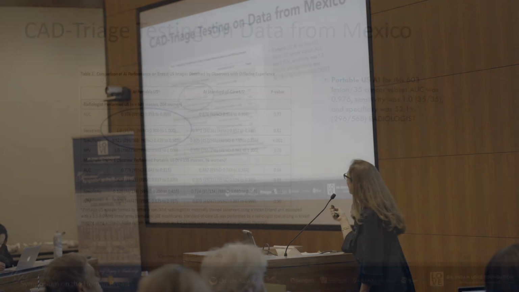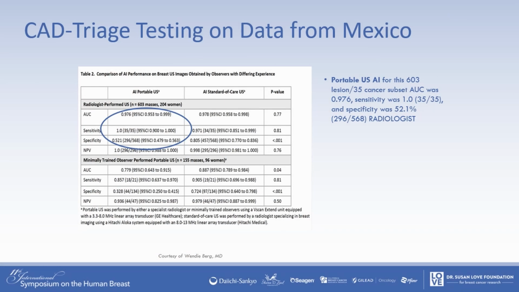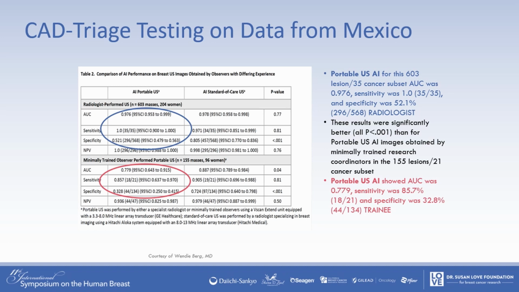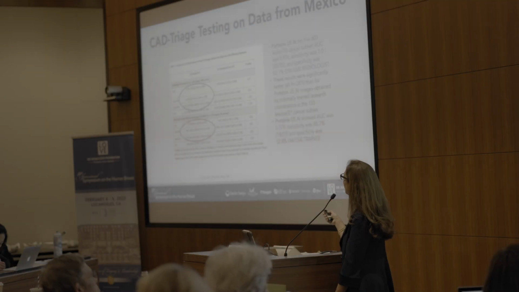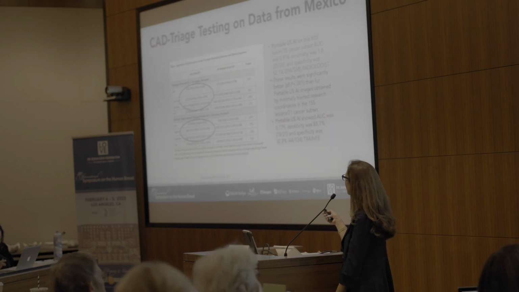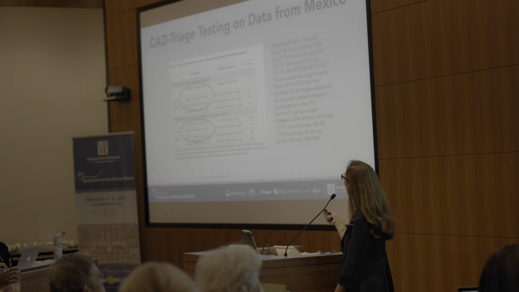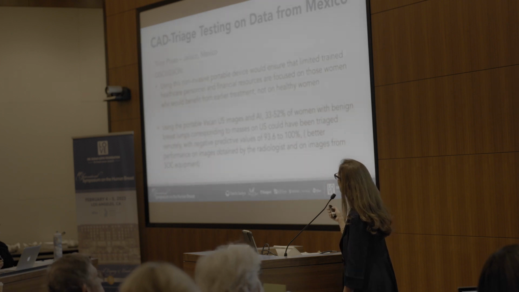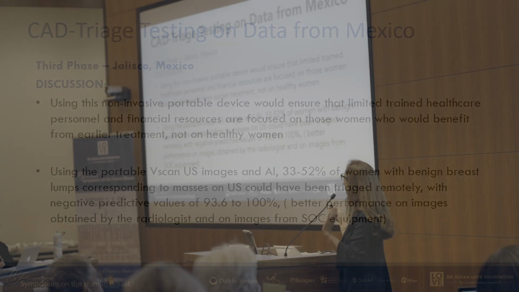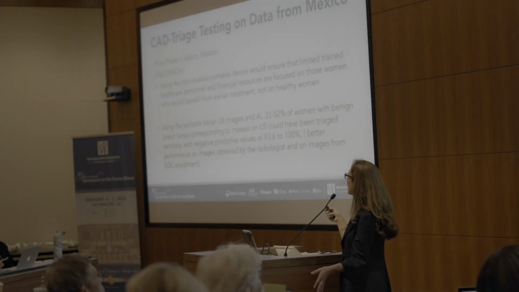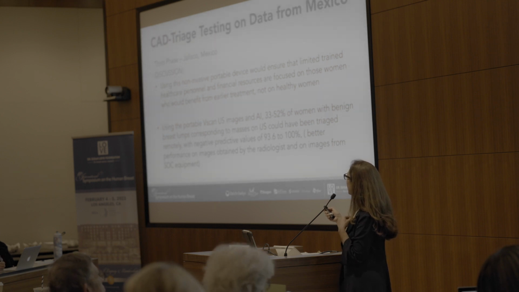Here, comparing the 2 radiologists versus the minimally trained observer, we see all the numbers. The AUC, sensitivity and specificity were much higher for the radiologist images than the minimally trained coordinator's images. So again, it just takes a little bit more training. So using the portable V-scan ultrasound images in AI, 33 to 52% of the women with benign breast lumps corresponding to masses on ultrasound could have been triaged remotely with a high negative predictive value.